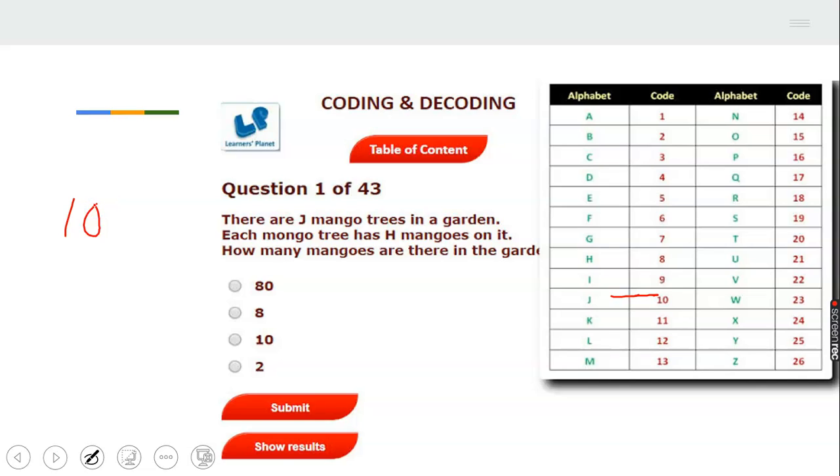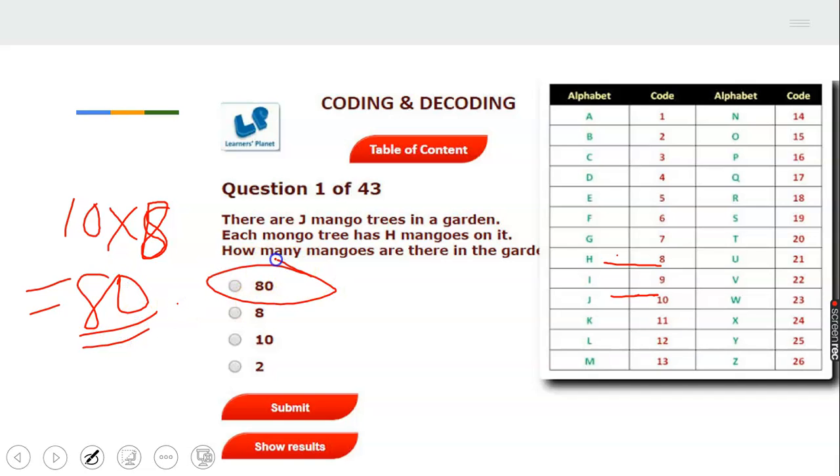Each mango tree has H mangoes. And H means what? 8. So all the 10 trees have 8 mangoes on each of them. Now you are asked, how many mangoes are there in the garden? We just say 10 of them have 8 fruits each. That will be 10 times 8, which is what? 80. And that is what gives us our answer. Exactly. So that's what we call working sums.